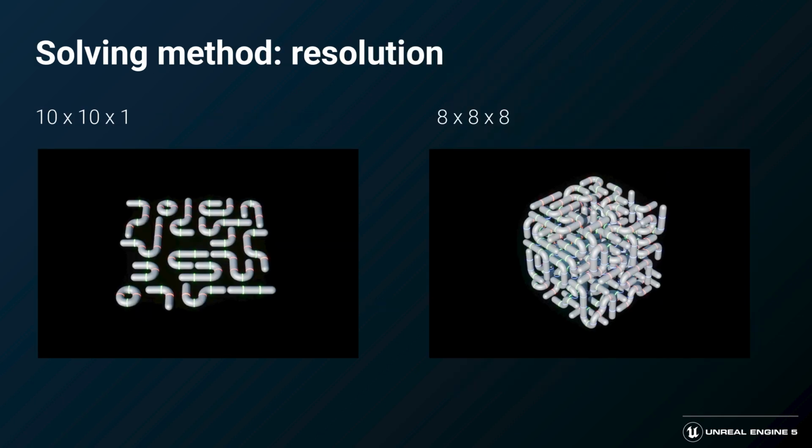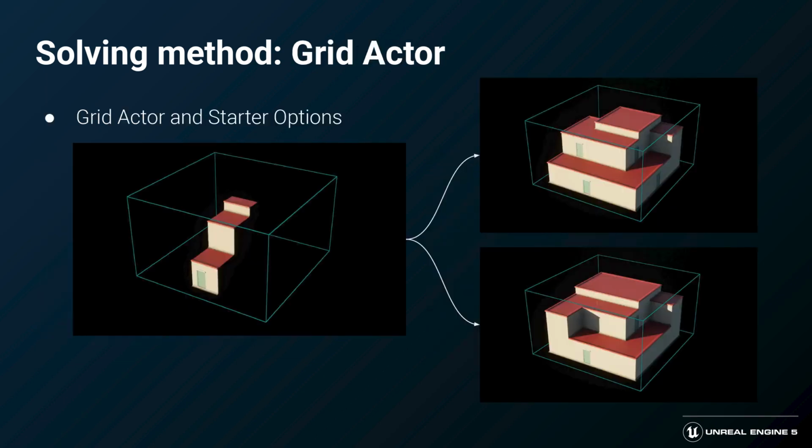You can simply specify a resolution of a grid to solve. There is also an option to use a grid actor, which is a blueprint that visually shows the bounding box of the grid. One advantage with the grid actor is that it can derive starter options based on static mesh actors that sit within the grid. On the left, you can see a few tiles pre-placed inside the grid actor and the 2 different outputs on the right. It is a great way to combine art direction with proceduralism.